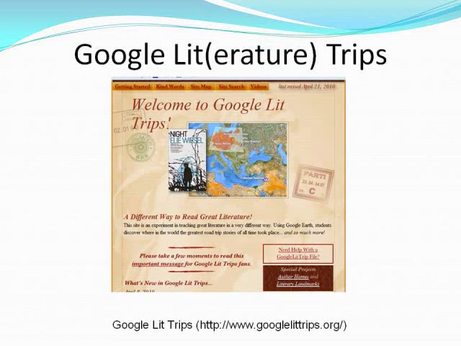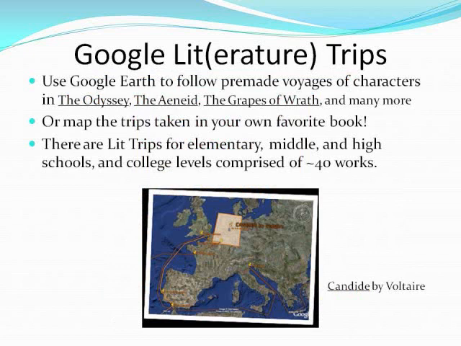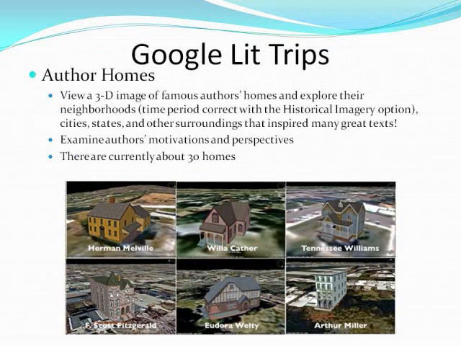Google Literature Trips, also known as Google Lit Trips, is a great source to use for the English language arts classroom. There are pre-made voyages for different books like the Odyssey, the Aeneid, the Grapes of Wrath, and many other books where students can actually travel through Google Earth and follow the voyages of characters taken in these books. On the Google Lit Trips website, there are also two other resources that are really neat.